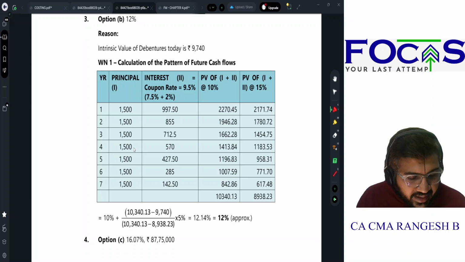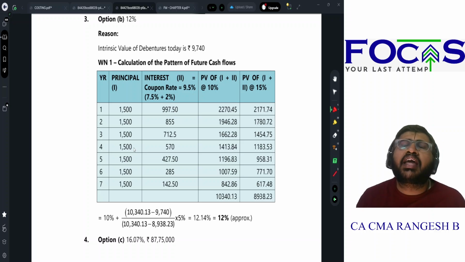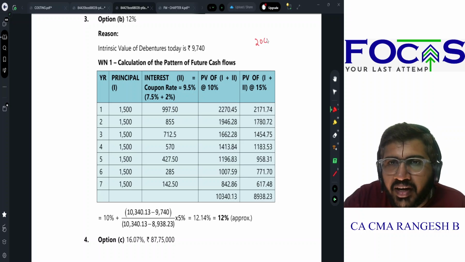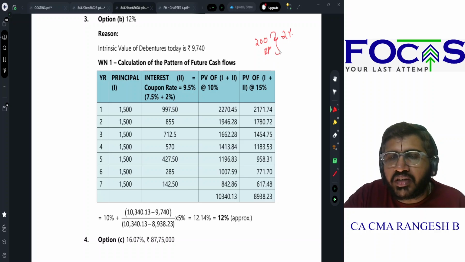What will be my interest rate? Interest rate will be AAA rated bond plus 2%. 200 basis points means 2%.